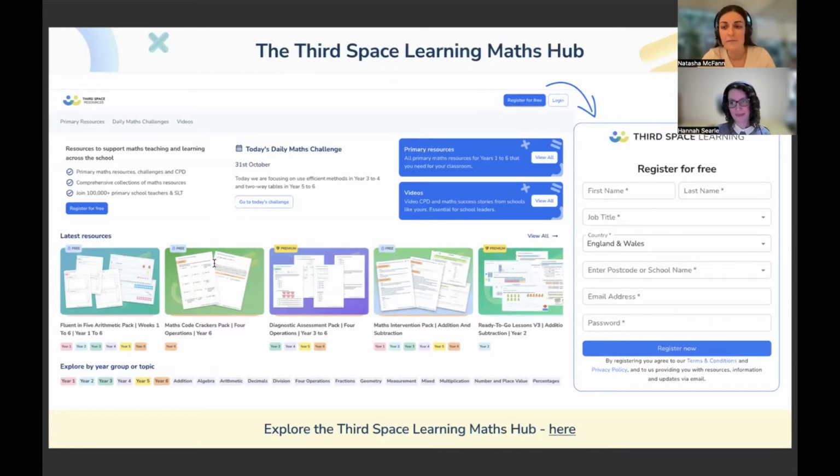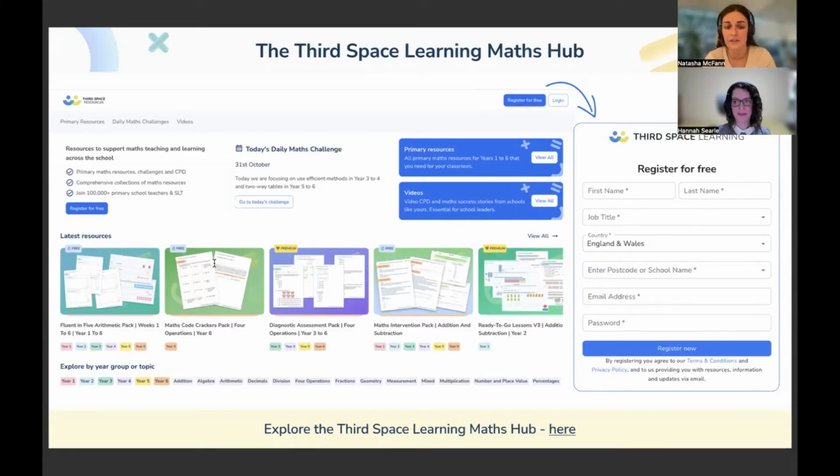In terms of the premium resources, because I know Hannah just touched on the difference between the free ones and the premium ones, if you want the premium resources, which give you access to all the resources we're about to go through today, there are two routes. The first is a school subscription. You can sign up your school for a paid subscription, and then all members of staff in the school will have an account and be able to access all of the resources, with no limit to teacher signups and no limit to downloads at all.